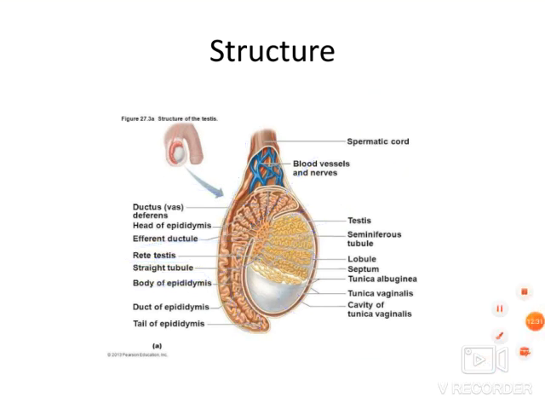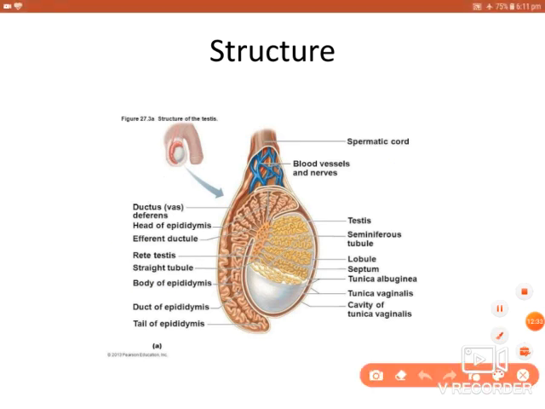Additional to that, you can see here this is the tunica vaginalis. This is the parietal layer, and this is the visceral layer of the tunica vaginalis with this cavity, the cavity of the tunica vaginalis. This is the tunica albuginea.